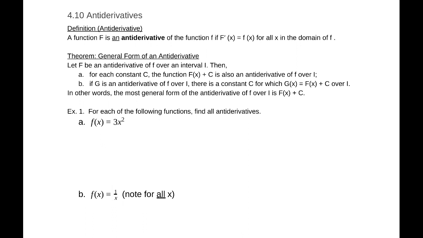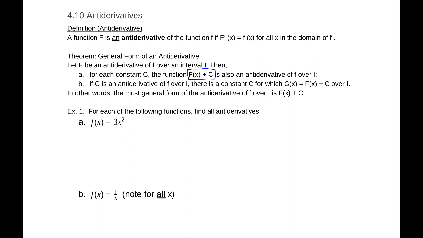So the general form of an antiderivative is going to be F of x plus c, because the fact is, there is not just one antiderivative. There are an infinite number of them, all differing by a constant. So let's just go ahead and look at part A on example 1.